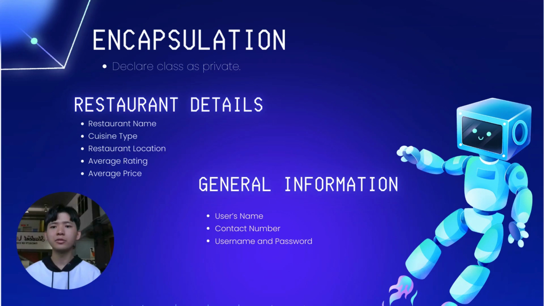For encapsulation, we will declare the class data as private. It can avoid the data in the private class being modified easily. For example, the restaurant details such as restaurant name, cuisine type, restaurant location, average rating, and average price will all be defined in the private class. And also the general information of the user such as username, contact number, and password is also declared as private so that their data will be secure.